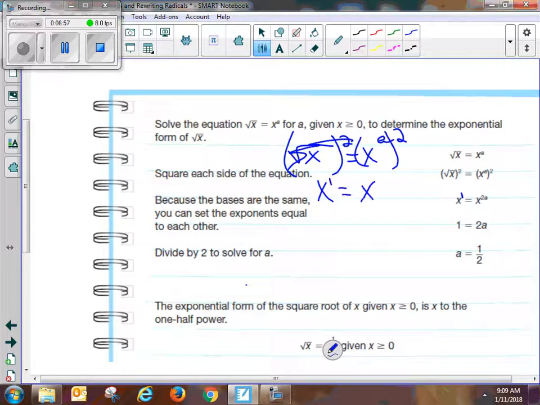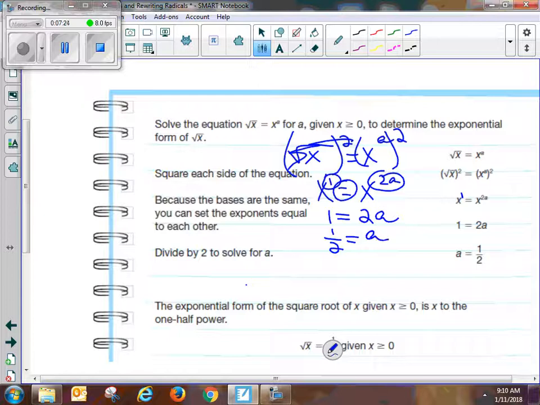Okay. Still with me? Okay, here comes the next rule that's really important. Are your ears open? Like base x, like base anything, set your exponents equal. If the bases are the same, set the exponents equal. So 1 equals 2a, so now I can solve for a, and a is 1/2.